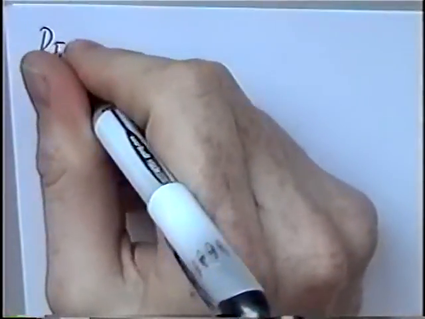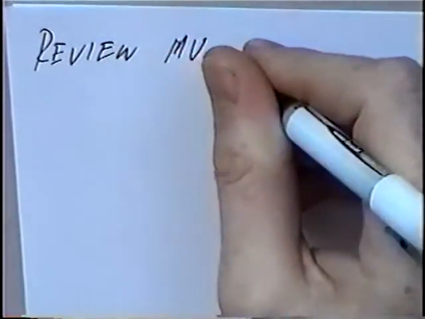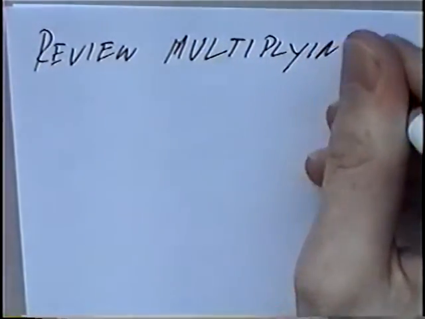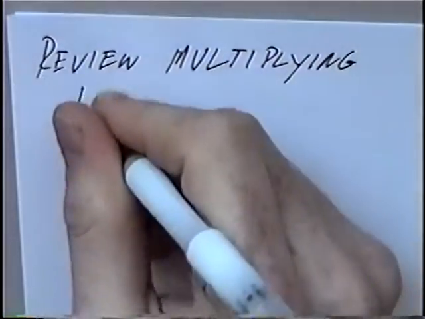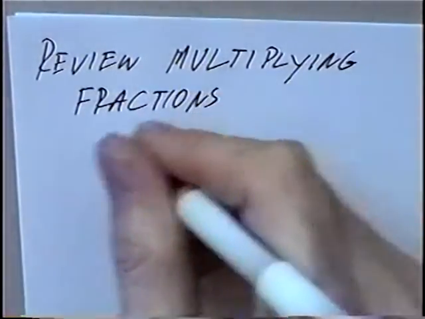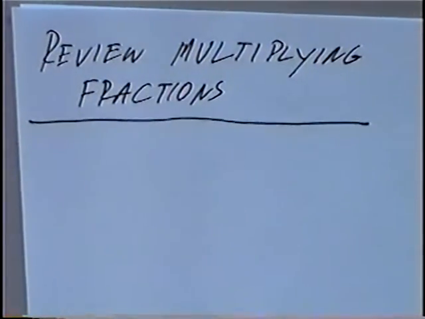Title of the first section today is Review, Multiplying Fractions. In this section we'll multiply two fractions together.